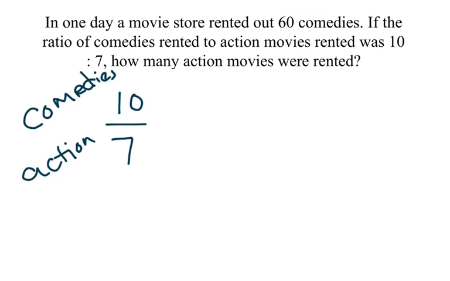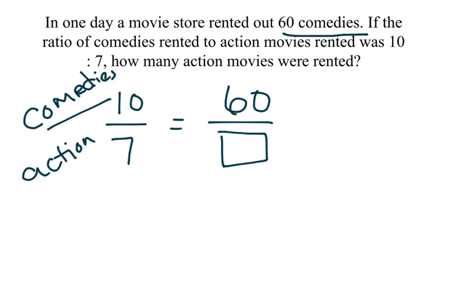Now, when we set up our next ratio, we need to make sure that we're putting the number in the right spot. Well, it says 60 comedies. Well, comedies was at the top, so 60 is going to go here. And I'm looking for this missing number. All right, again, I'm going to use what I would use to find an equivalent fraction. And I'm going to say 10 times 6 would give me 60. So I have to do the same thing here. 7 times 6 would give me 42.